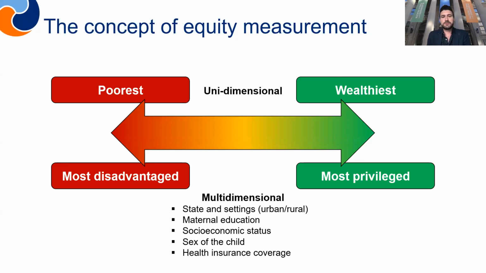And what we're trying to do under the VERSE project and what we've done within the toolkit is combine these into an indicator that allows people to be mapped from most disadvantaged to most privileged. And this mapping allows one to take into account multiple different sources of inequity and combine them into one single measure.